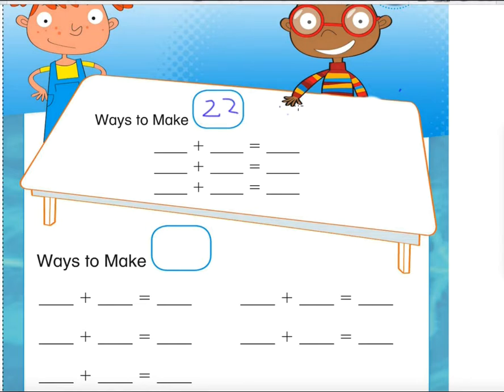And let's draw a picture to help us out. I'm just going to draw a really quick 10 rod there, and then 2 ones cubes. All right. Now, how many tens do we have to make a number sentence out of this? Well, we have 2 tens, but we need to find out the big number that they make, right? So 2 tens we know makes 20, and we can check by counting by tens. 10, 20.